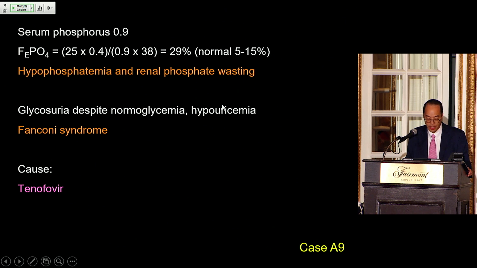Hypouricemia, I didn't list that on there, and as you noticed in the UA, glycosuria despite normal glycemia. So this patient has Fanconi syndrome. This is a type 2 proximal RTA, and the obvious cause in this particular patient was the tenofovir.